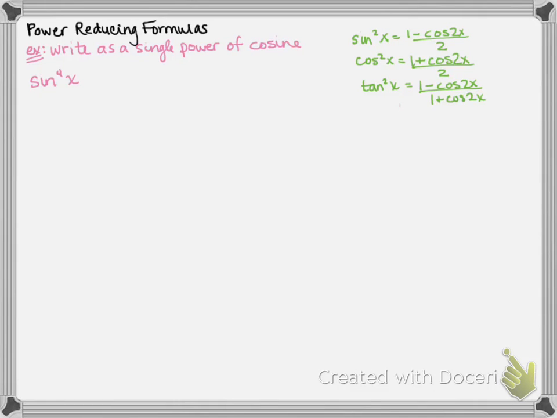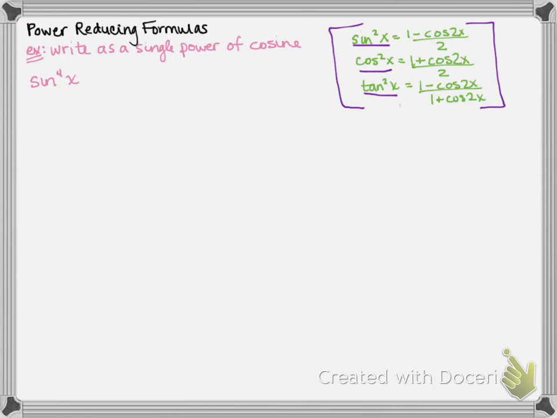We use the power reducing formulas, or the formulas for lowering powers that you see right over here, for writing trigonometric expressions as a single power of cosine. Notice that all of these change a squared expression to a single power of the cosine of 2x, the cosine of a double angle. So sometimes you can use the double angle formulas in conjunction with these if you wanted to change it again. So let's do this example first. Write sine to the fourth x as a single power of cosine.